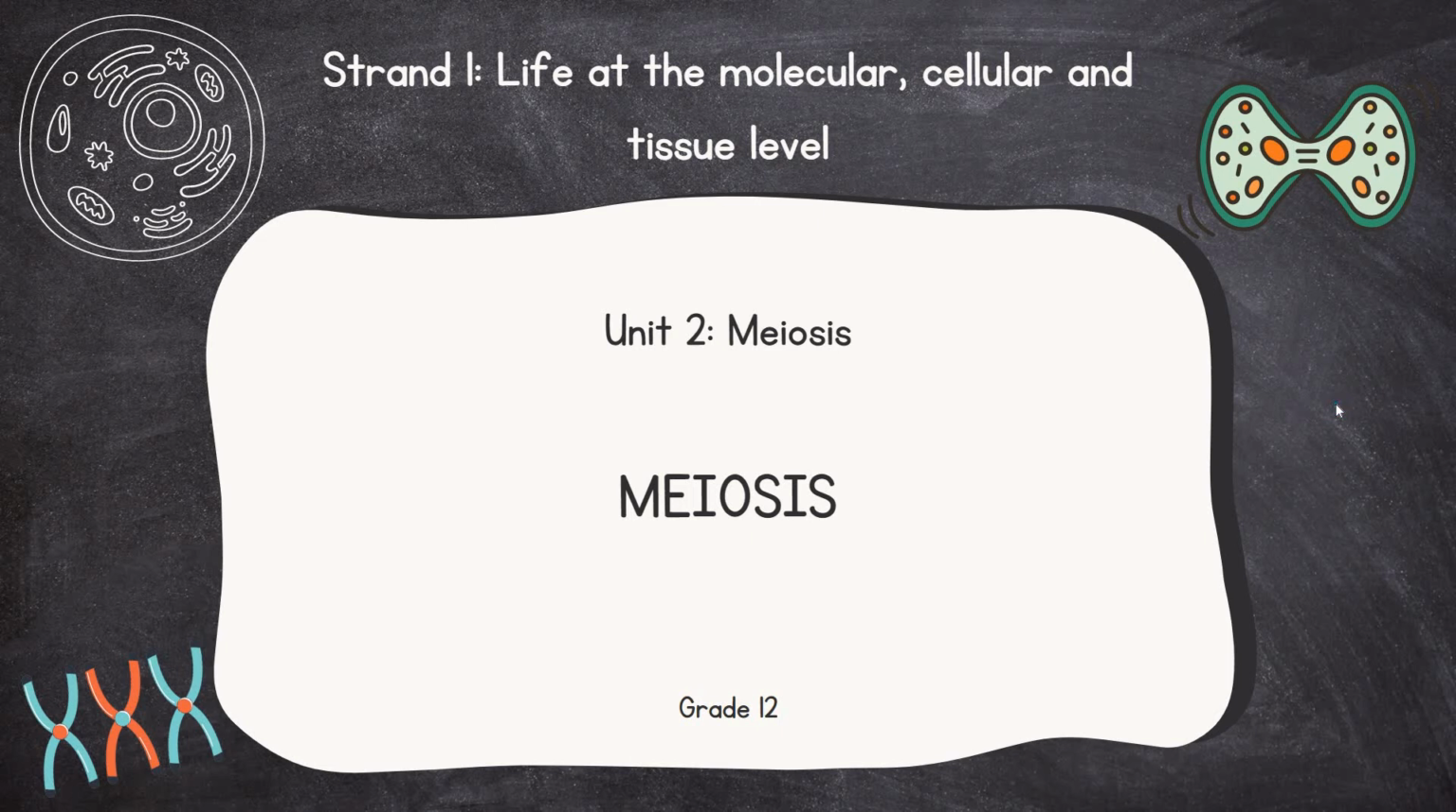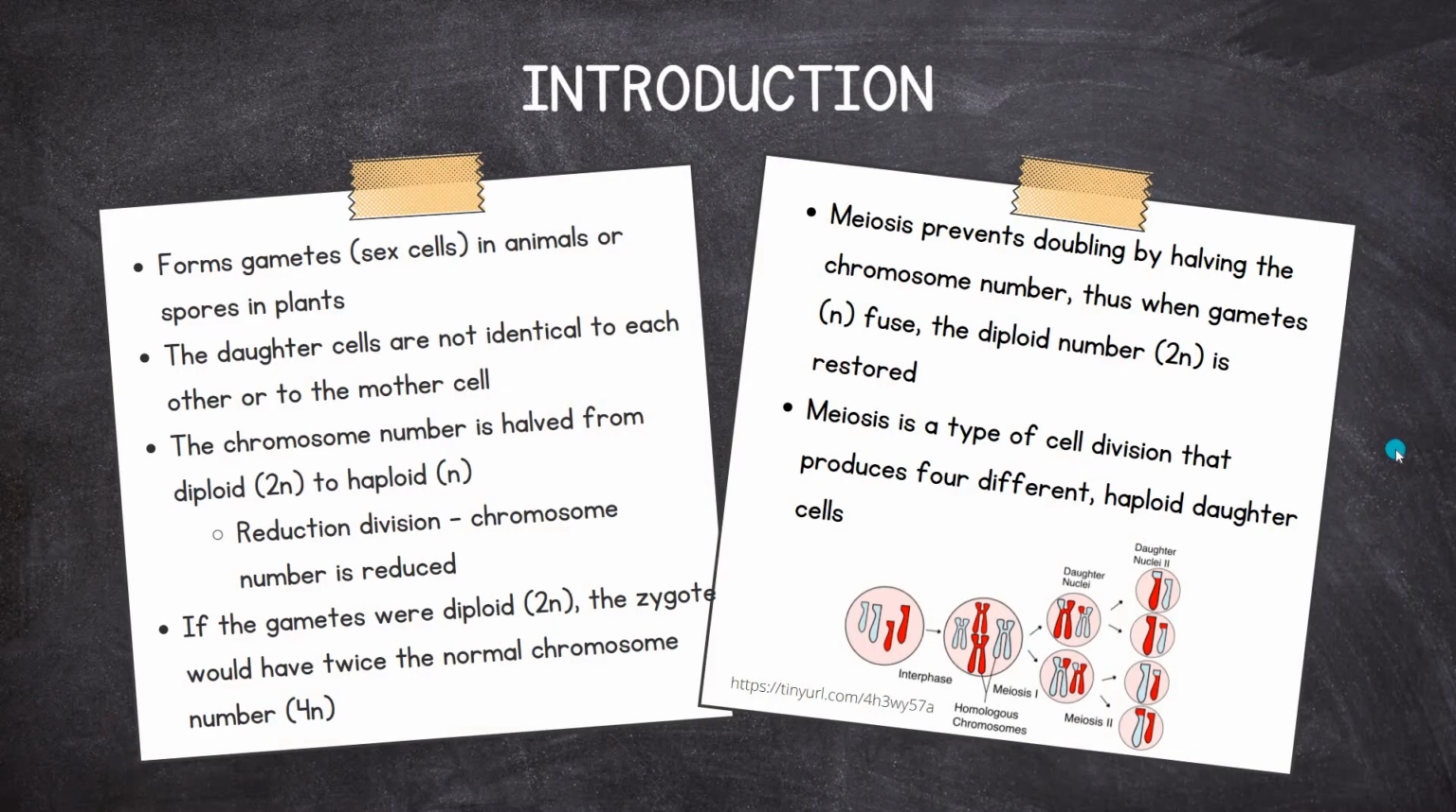Welcome back, grade 12. We will be continuing with Unit 2, Meiosis, and for this lesson we are focusing on the process of meiosis. Meiosis forms gametes, which are the sex cells in animals, or spores in plants. During this process, four daughter cells are produced, and these daughter cells are not identical to each other or to the mother cell, as you can see here.